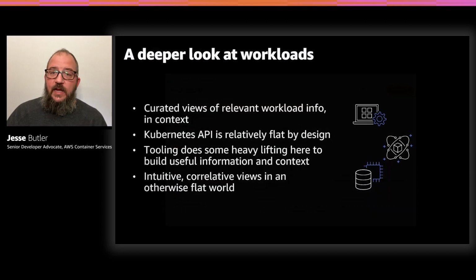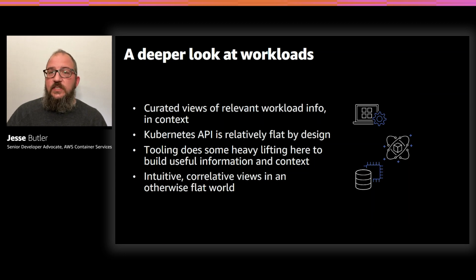So I think a really exciting part of this is the workload visualization. So let's dig into that a little bit. So what we've tried to do is curate a set of views and relevant workload info in context within the console. So the Kubernetes API, if you're familiar with it, is fairly flat by design. So tooling like kubectl does quite a bit of heavy lifting behind the scenes to roll those views up and make sense of them for you. And that's what the console is doing here for you. So you have intuitive and correlative views in an otherwise flat API, and we can actually bring that AWS resource context into it as well, which we'll talk about in a minute.